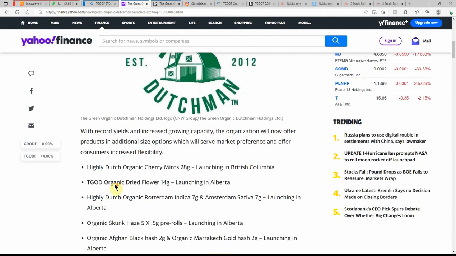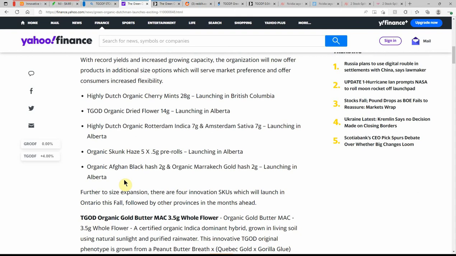Highly Dutch Organic Cherry Mints 28-gram launching in British Columbia. TGOD Organic Dried Flower 14-gram launching in Alberta. Highly Dutch Organic Rotterdam Indica 7 grams and Amsterdam Sativa 7 grams launching in Alberta. The Skunk Haze in Alberta and Afghan Black Hash launching in Alberta. So, a couple different brands.